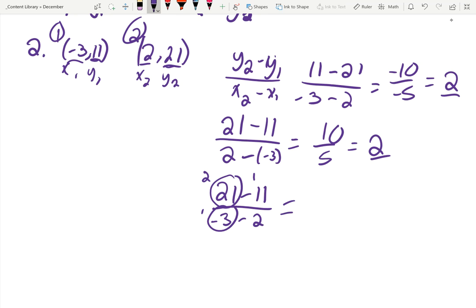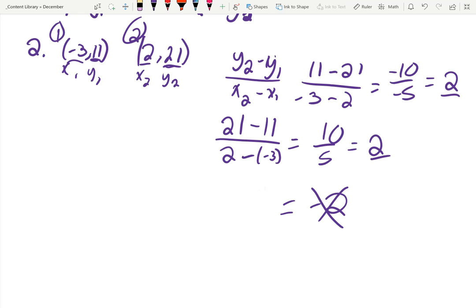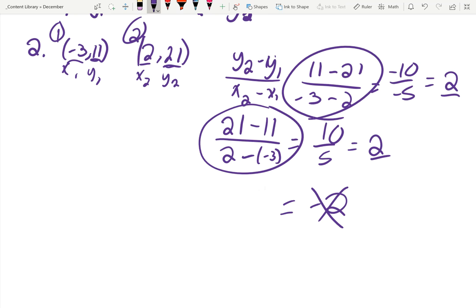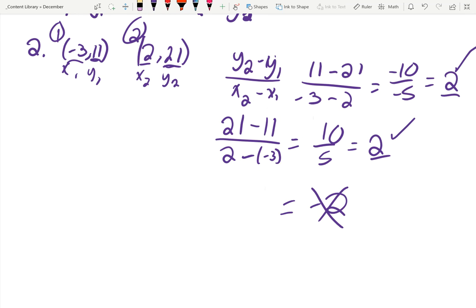If you solve this, you'll end up with negative 2 as the slope instead of positive 2, which is incorrect. So what you need to make sure of, as we've proved here, is that it doesn't matter which point you call point 1 and which one you call point 2, because either way, you'll get the positive 2 slope here. What you need to make sure of, though, is that if you start with one of the points on top, you have to start from the same point on the bottom.